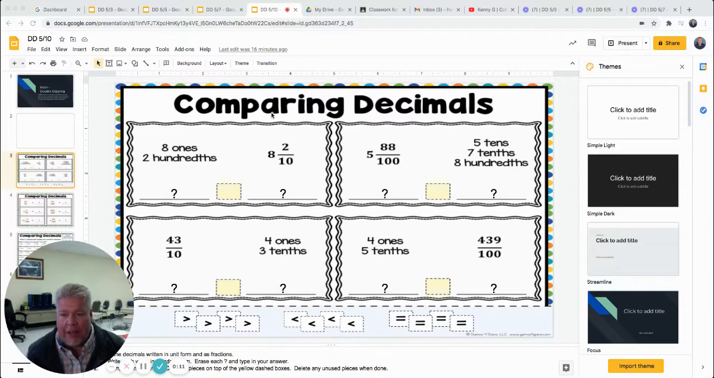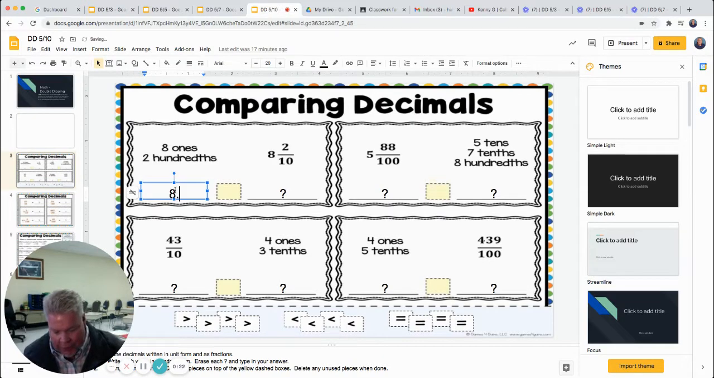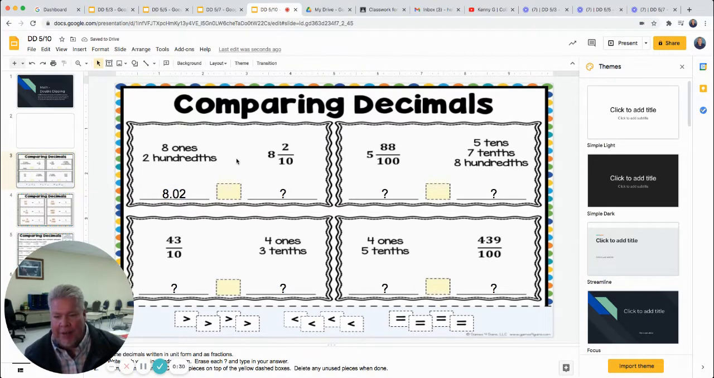On this first slide, what we have to do is type it in decimal form and then put greater than, less than, or equal to. So 8 ones and 2/100ths. Be careful not to put it like that. That's not 8 ones and 2/100ths, is it? That's 8 ones and 2/10ths. 8 ones and 2/100ths looks like that. So make sure you put them in right.